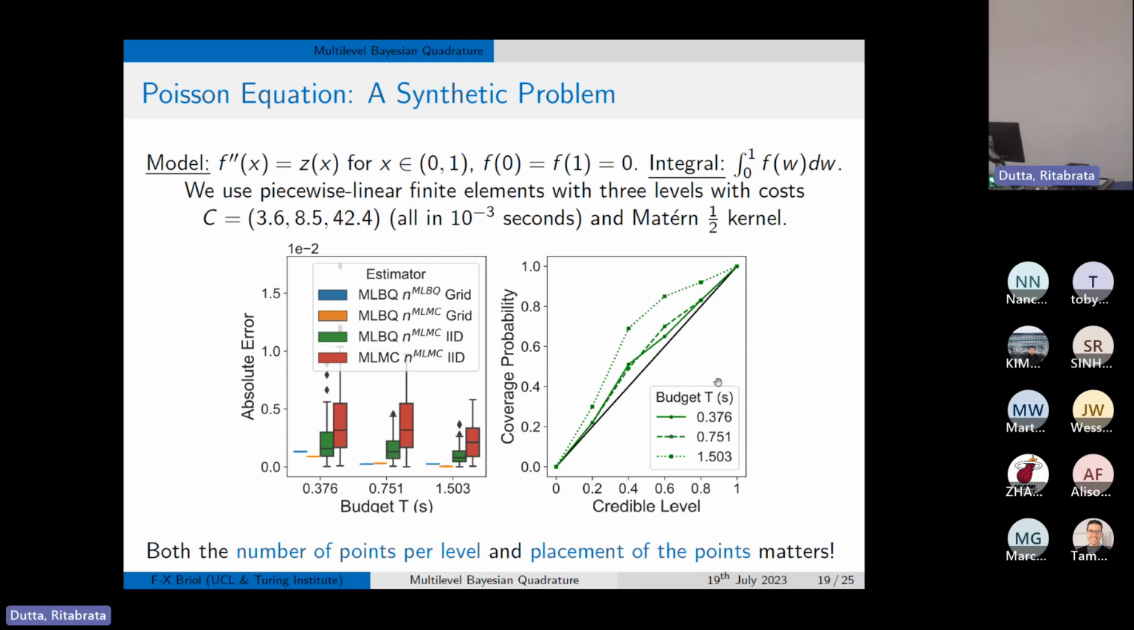On the right-hand side, I have a calibration plot. This axis tells me the uncertainty that I get on this estimate of the integral through multi-level Bayesian quadrature. So if I'm at 0.8, I expect, if I repeat the experiment, the truth to be in this interval 80% of the time. And this is what happens for multi-level Bayesian quadrature for different computational budgets. What you notice is that the ideal would be to be on this line, and we tend to be a little bit above, which means we're being a bit pessimistic, i.e. the uncertainty is a bit larger than it needs to be. That is completely fine, because it's better to be pessimistic than to be very, very certain of a wrong answer.